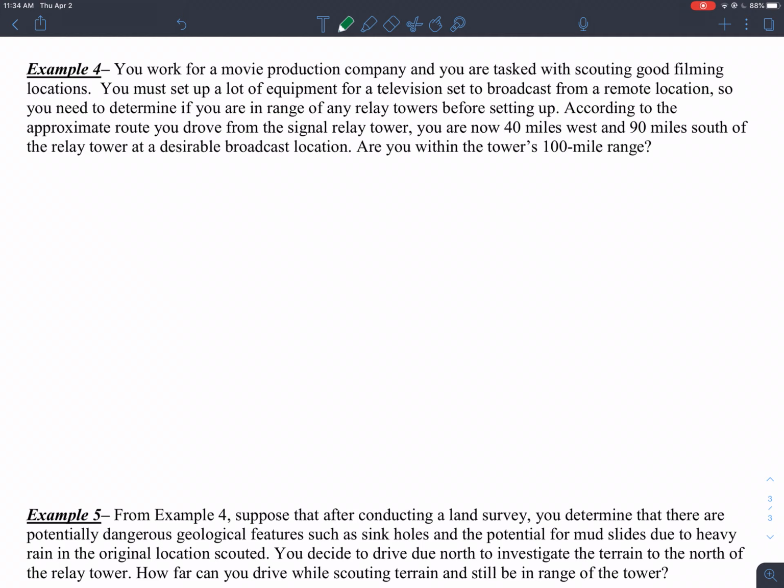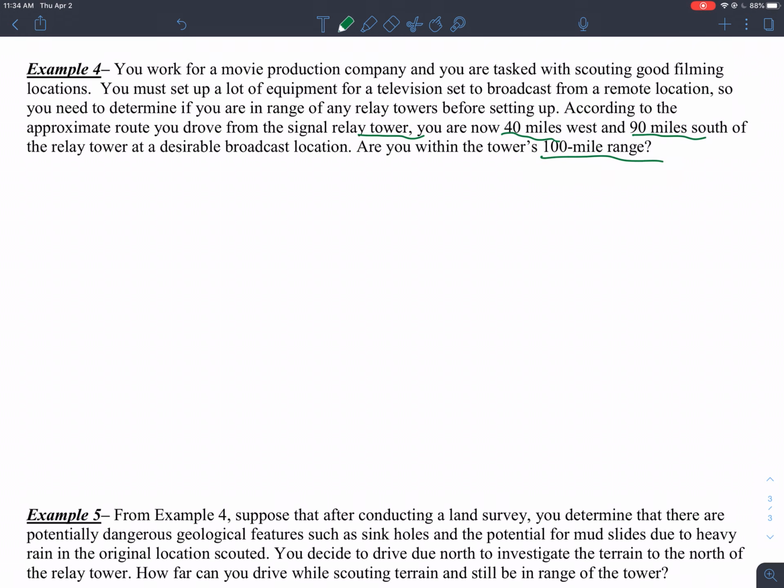Okay. According to the approximate route you drove from the signal relay tower, you are now 40 miles west and 90 miles south of the tower. Okay. So there's a tower, and I'm this and this, okay? At a desirable broadcast location. Are you within the tower's 100-mile range? Whoa, a lot of stuff going on here.